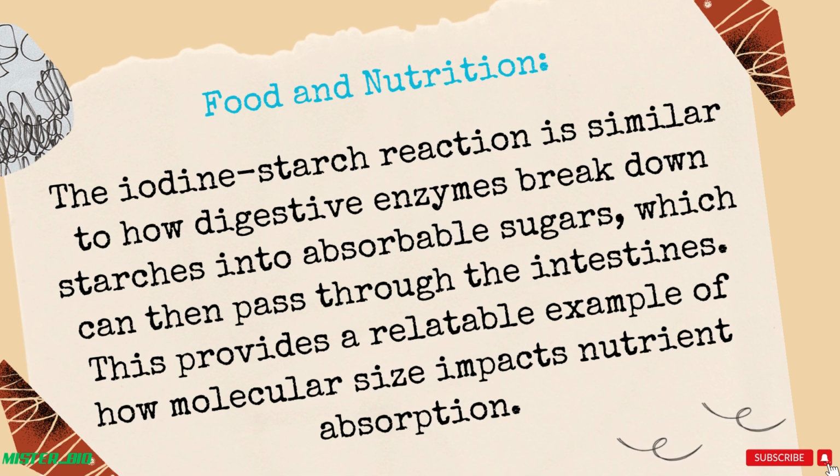Food and nutrition. The iodine-starch reaction is similar to how digestive enzymes break down starches into absorbable sugars, which can then pass through the intestines. This provides a relatable example of how molecular size impacts nutrient absorption.